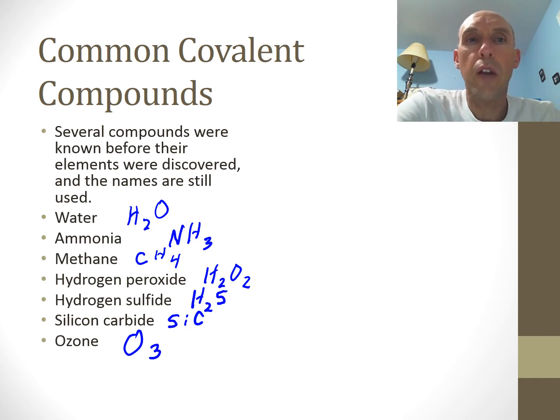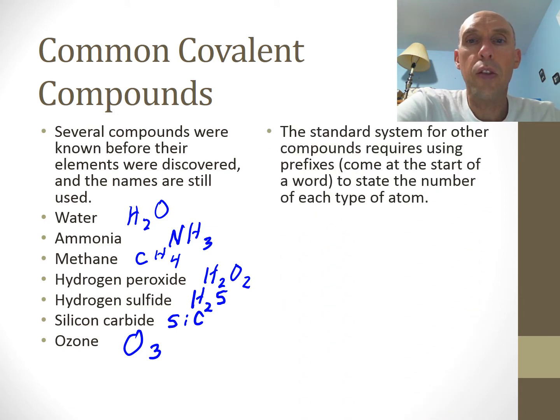So now let's have a look at the standard system. It requires the compounds use prefixes, and prefixes are a little piece that comes at the start of a word, just like a suffix comes at the end of the word. And that prefix is going to tell us how many atoms a particular compound has in it. So the prefix mono refers to 1. Prefix di refers to 2.